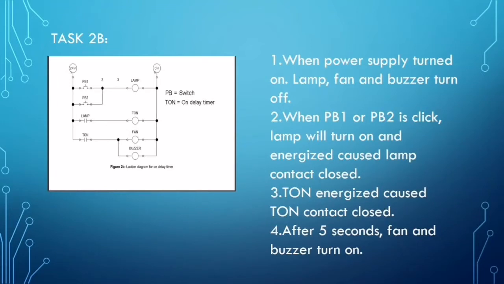For task 2B, first, when the power supply is turned on, the lamp, fan and buzzer are off. Second, when PB1 or PB2 is clicked, the lamp will turn on and energize, causing the lamp contact to close. Third, the on delay timer energizes, causing the on delay timer contact to close. Fourth, after 5 seconds, the fan and buzzer turn on.